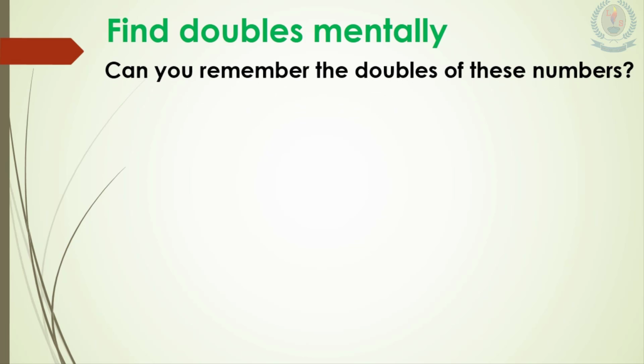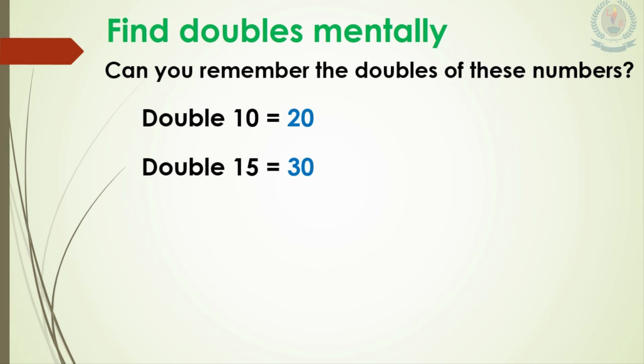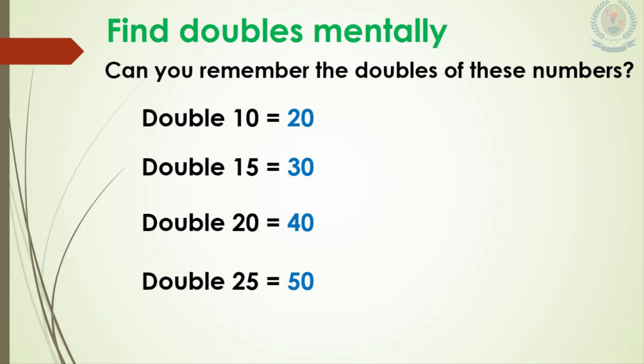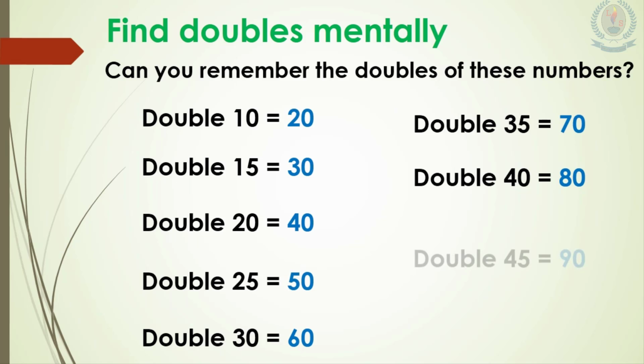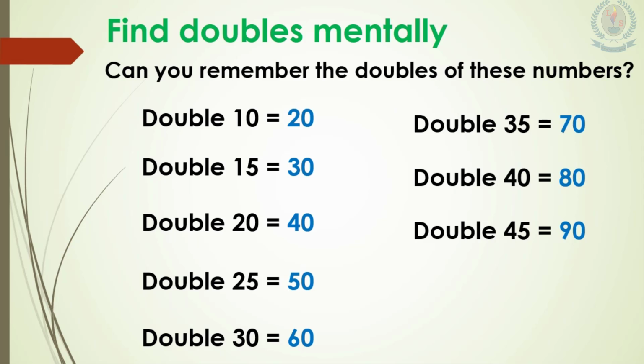Can you remember the doubles of these numbers? Let's see whether you can remember the doubles of these numbers. Double of 10, 20. Double of 15, 30. Double of 20, 40. Double of 25, 50. Double of 30, 60. Double of 35, 70. Double of 40, 80. Double of 45, 90. Double of 50, 100.